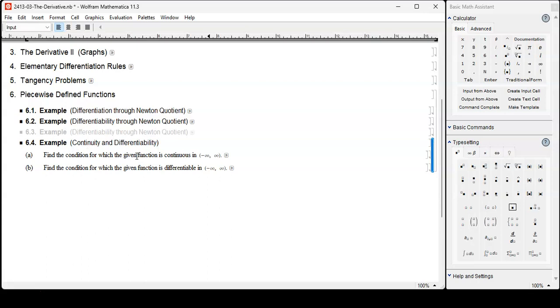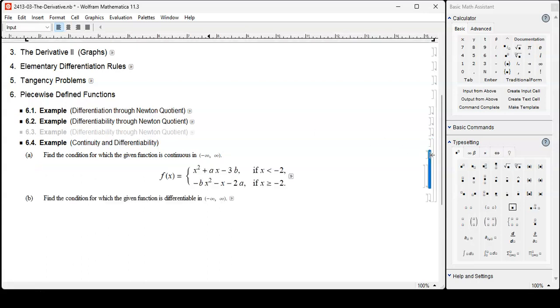Find a condition for which the given function is continuous. So plug in x equal to -2 to the first line, plug in x equal to -2 to the second line, set them equal to each other, and find out appropriate a and b values. Set them equal, we're going to get an equation, but we have two possible unknown variables, a and b. How am I going to get it right? Well, if you do it right, one of those will just disappear, and we can determine either a or b. Stop the playback and try. It's not hard.